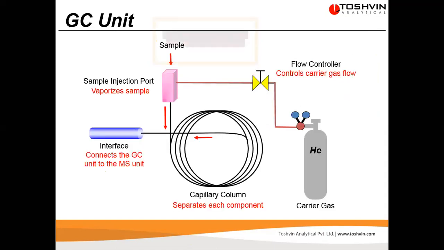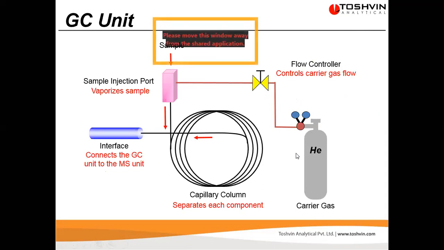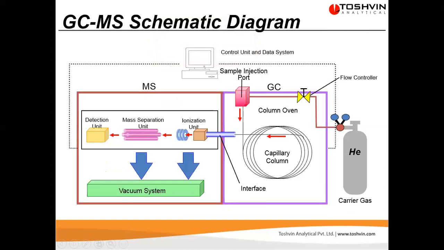Okay, so I will come back to the main part, the topic, GCMS. Once again, the same thing: we have the carrier gas, we have the flow controller, the sample gets injected, it goes through my column, and here there is an interface. Interface is nothing but where my GC is connected to my MS unit. Connecting two hardwares is called an interface. This is a GCMS schematic diagram.